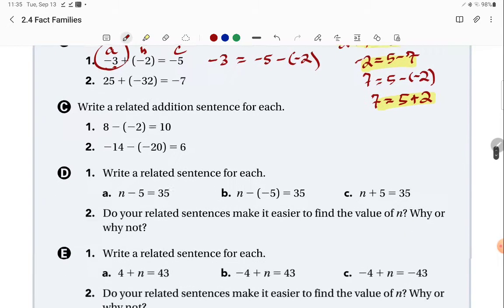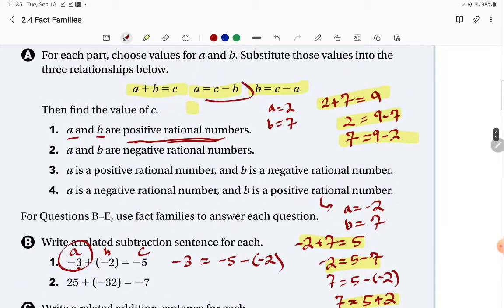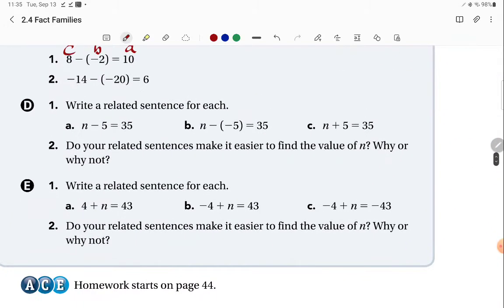Okay, write a related addition. So that would be, you can write that different ways. Like in this case, this could be your A, this could be your B, and this could be your C. So it's already given to you in one of these forms. You would just rewrite it as that. And then the rest of these are pretty similar. Now in D and E, we're getting into the idea of isolating the variable.